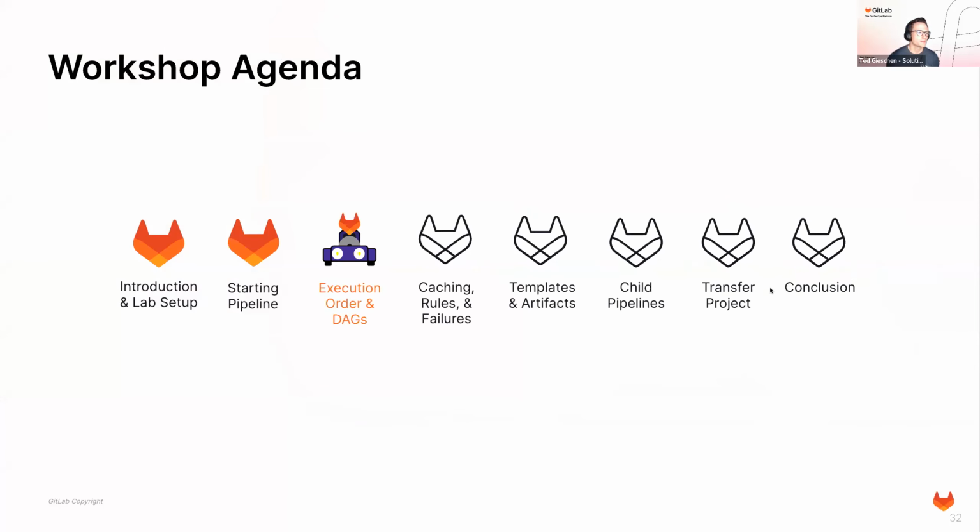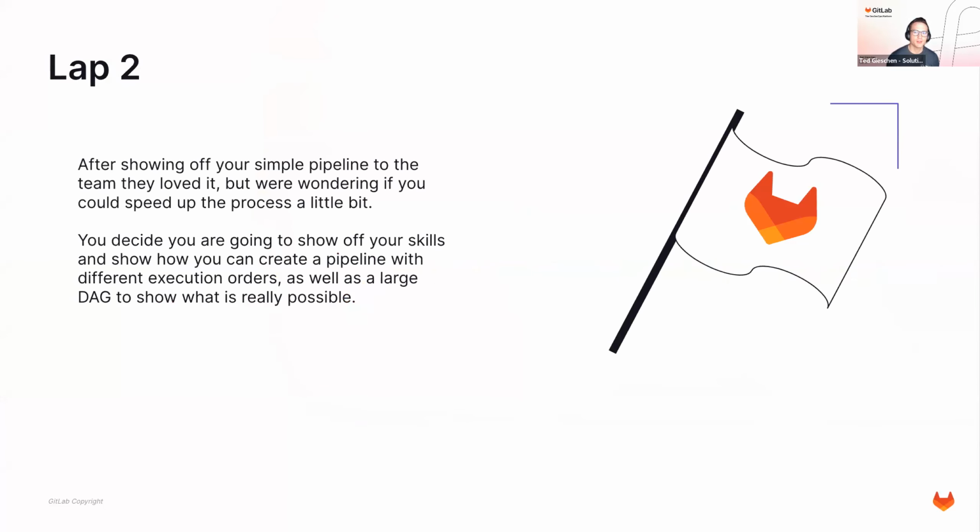All right. So as mentioned, we just started off and created a very simple pipeline setup, and everyone loves it. However, now we're asked if we could somehow speed things up a bit. So what we're going to do here is go ahead and look into this, create a pipeline with different execution orders, as well as creating large DAGs.